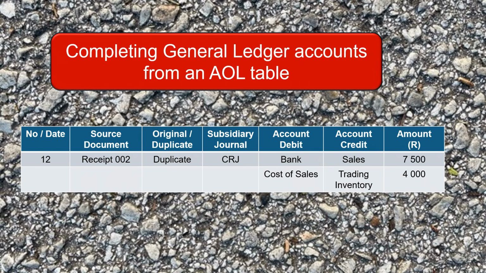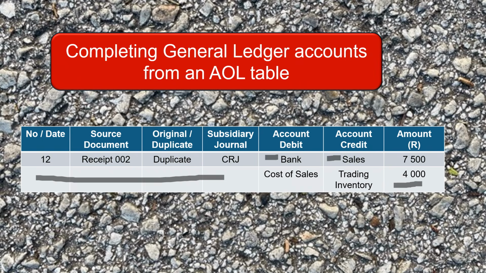Good afternoon, everyone. Today I'm going to show you how to complete a general ledger account from using an accounting equation table. In the previous two videos, we completed a table like this. We took a number of transactions and we recorded the information where we looked at which account was debited and which account was credited. So this is a continuation of the previous two videos I've made for RFC.